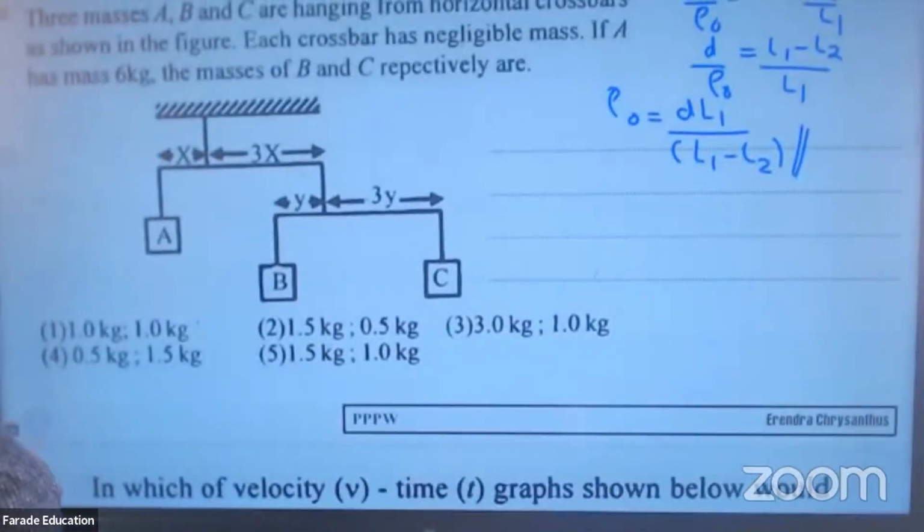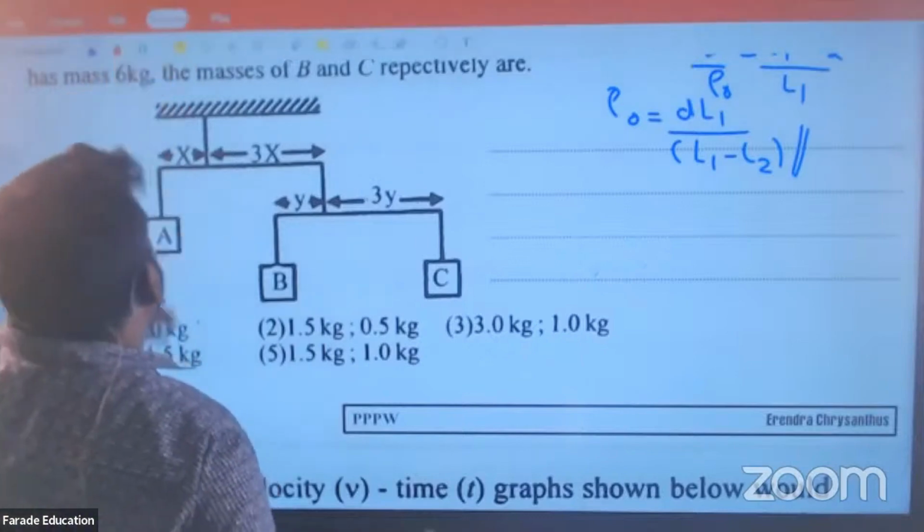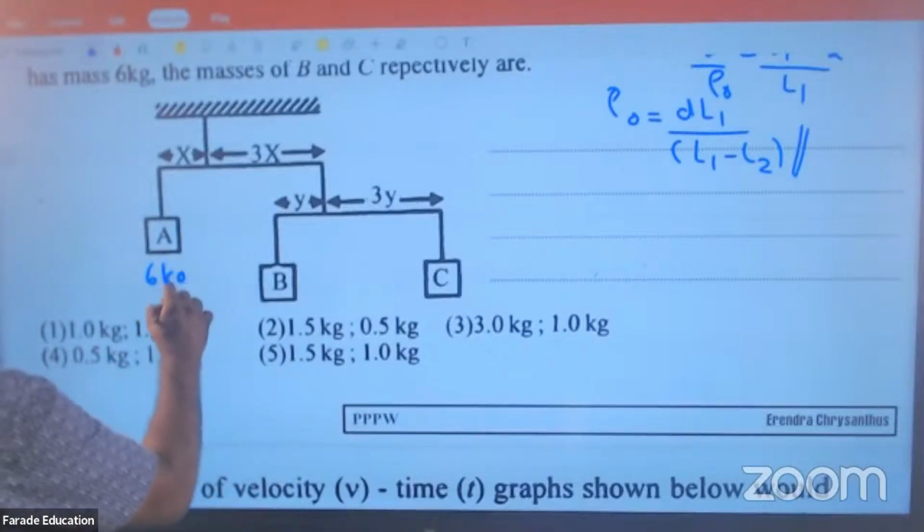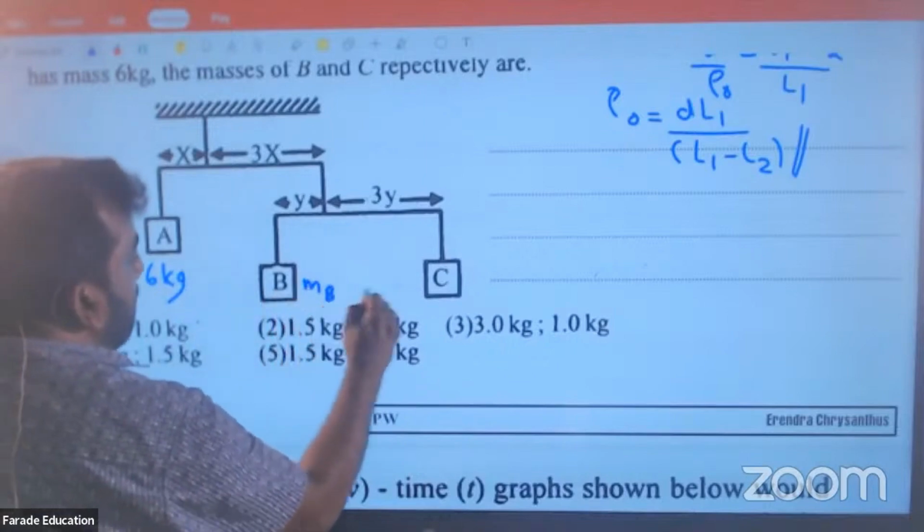Next one. Three masses A, B, C are hanging from a horizontal crossbar as shown in the figure. Each crossbar has negligible mass. If A has a mass of 6 kg, what's the mass of B and C?